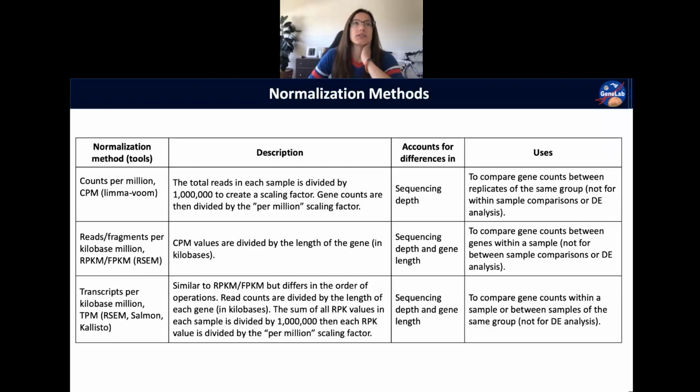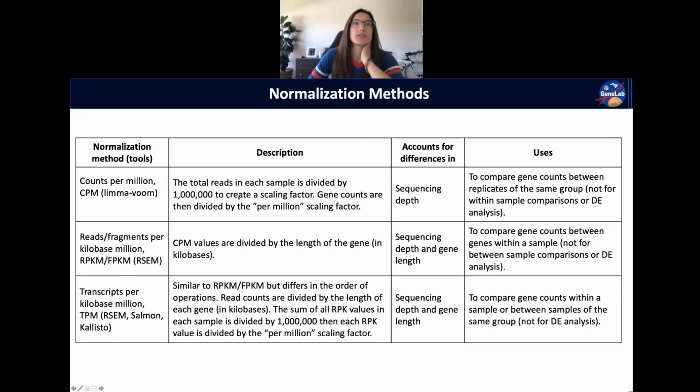The next type of normalization method is reads per kilobase million, or fragments per kilobase million, RPKM or FPKM. This is one of the normalized counts that RSEM generates. Do you remember that column name? And so counts per million values in this case.